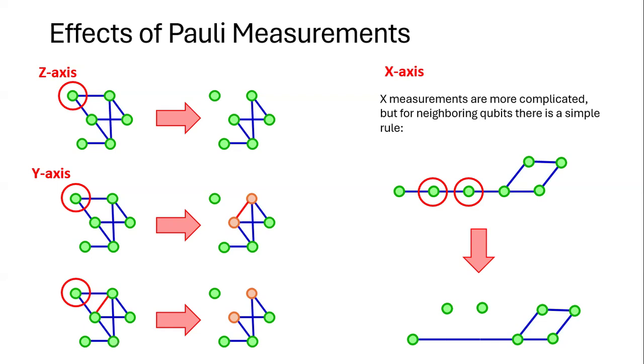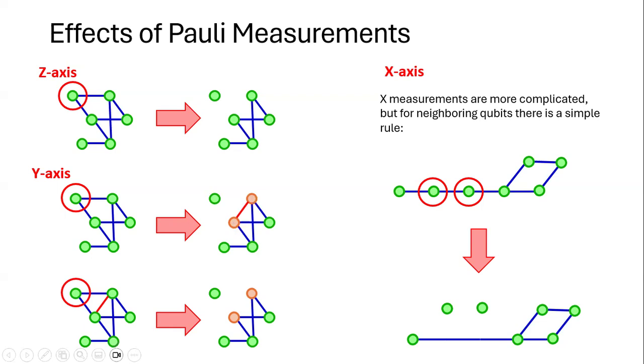Pauli Y is a bit more complicated. So if you want to measure Pauli Y, what will be different first is that you will also disconnect all the connections that your qubit had to the rest of the graph. So here those connections will be gone, right, in the new graph.